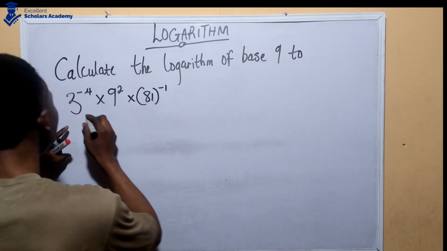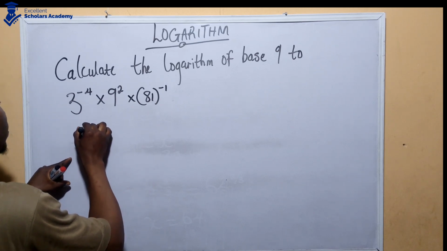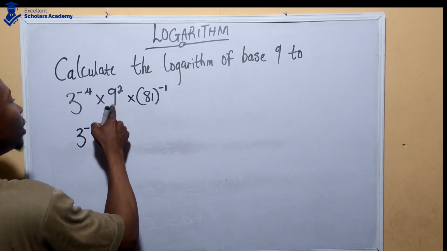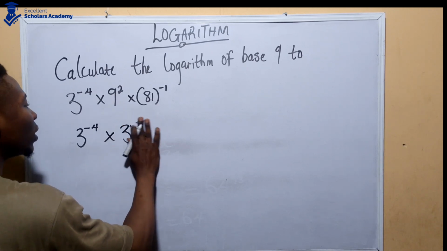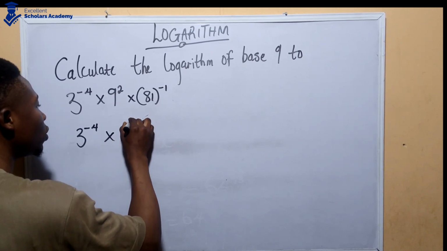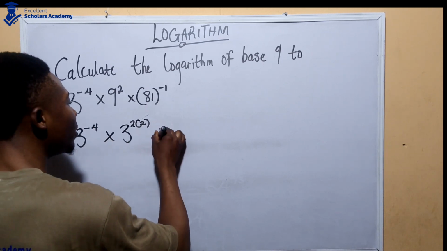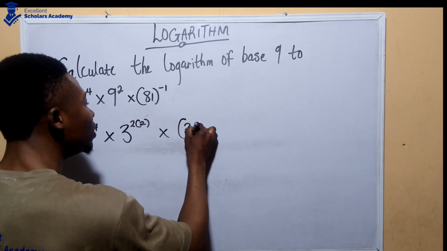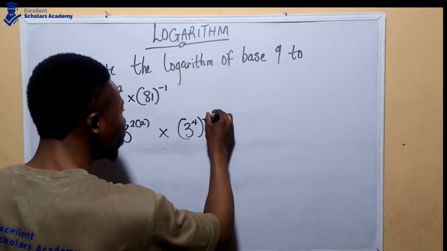So now this is 3 to the power of minus 4 multiplied by 9 to the power of 2 multiplied by 81. So this is 3 to the power of minus 4 times, now 9 can be expressed as 3 to the power of 2, multiplied by the 2 that was there before. So this is going to be 2 times 2. The bracket means multiplication, multiplied by, now 81 can be expressed as 3 to the power of 4. Then there was a minus 1 outside also.